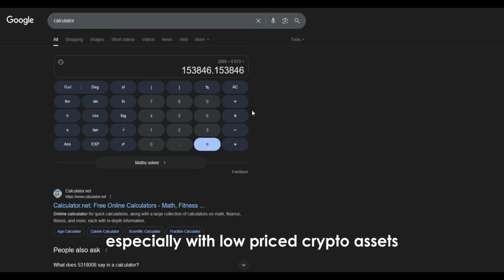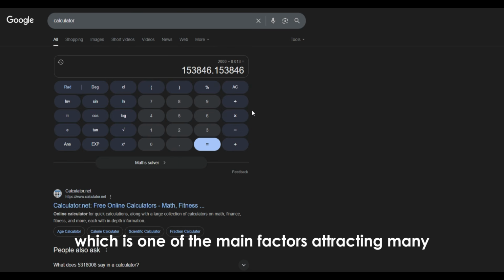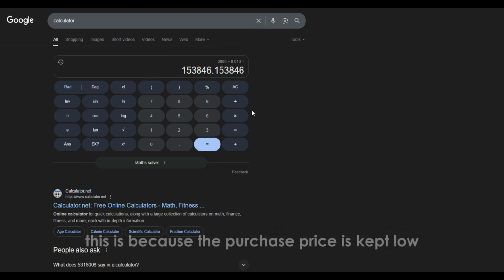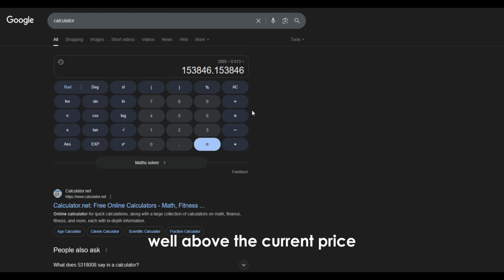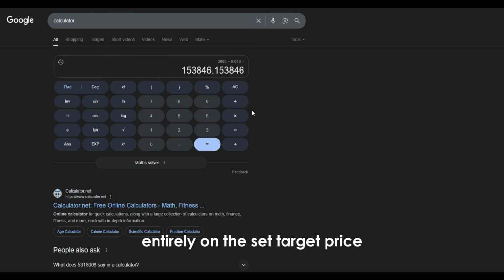Especially with low-priced crypto assets, reaching target prices within a certain technical structure creates a high multiplier effect, which is one of the main factors attracting many investors. This is because the purchase price is kept low, while the target price is set well above the current price. This gap creates a strong profit potential. Of course, this calculation depends entirely on the set target price being reached.